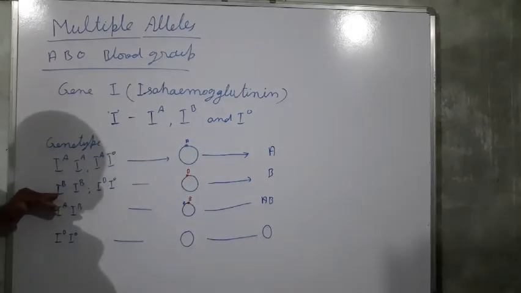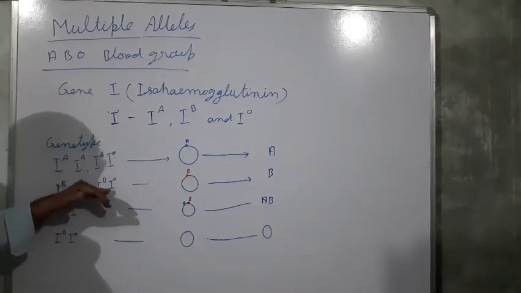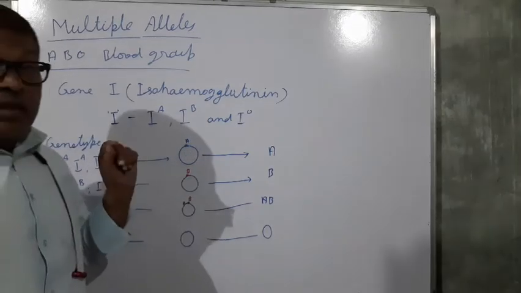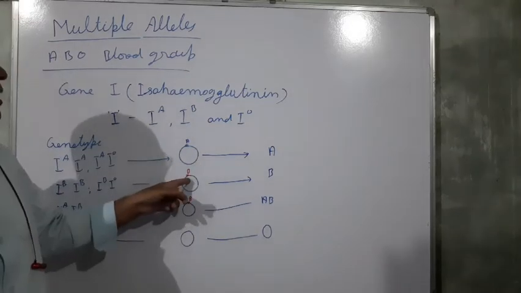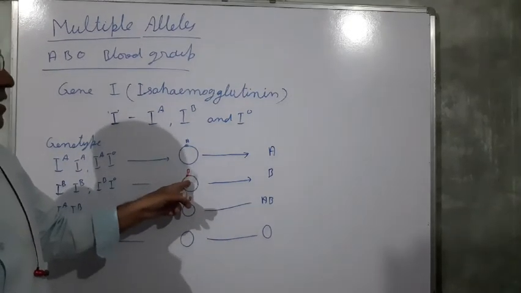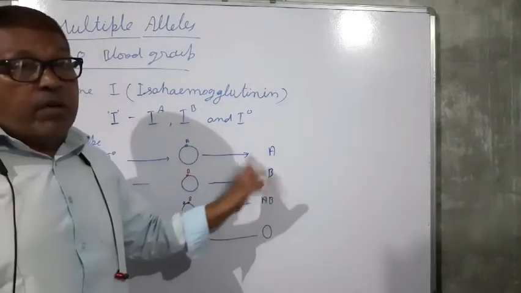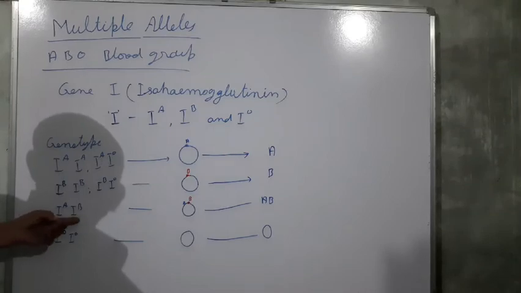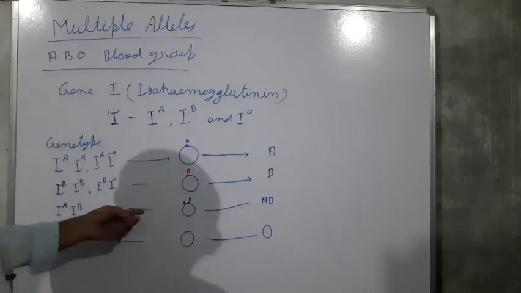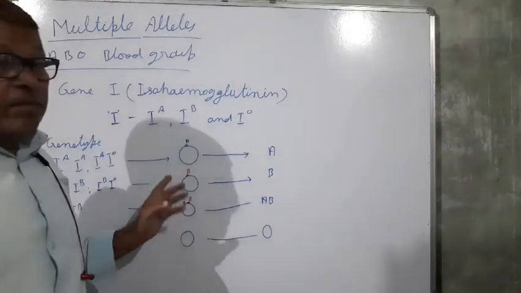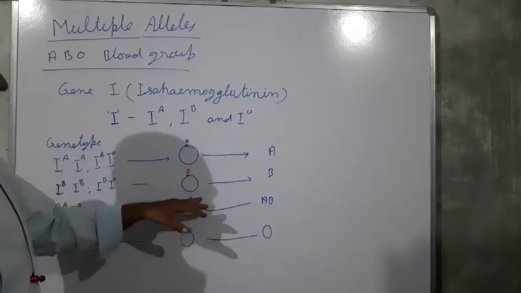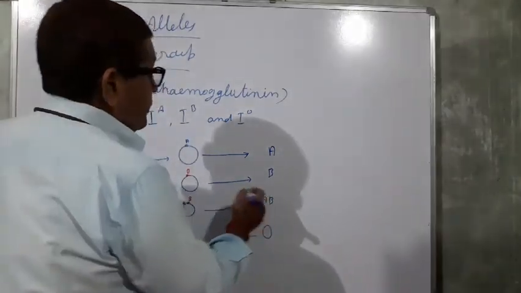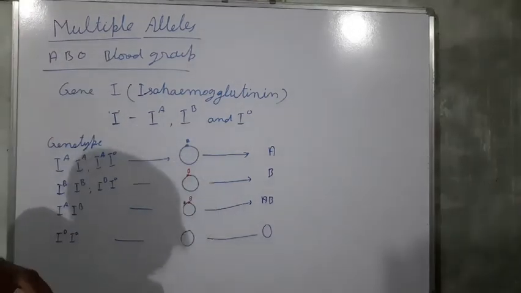In the other situation, IB and IB, or IB and IO, that results in the production of antigen B on the RBC plasma membrane, which results in blood group B. In another situation, genotype IA and IB causes the production of both antigen A and antigen B on the plasma membrane, which results in blood group AB.